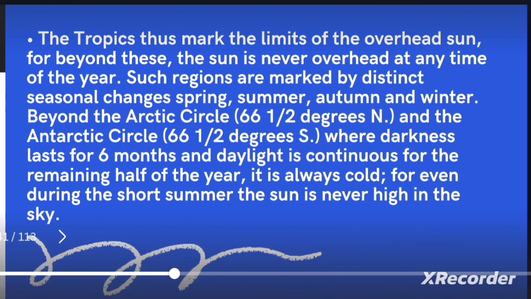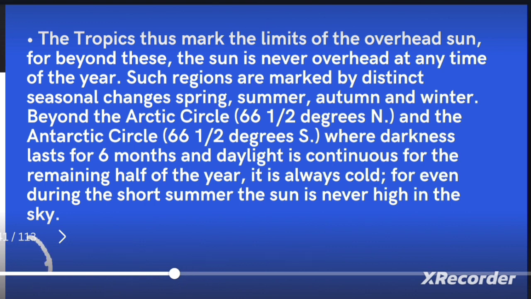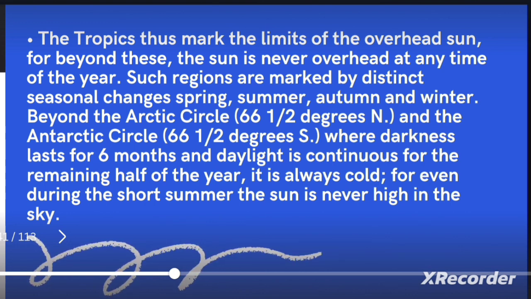Beyond the Arctic Circle, 66½ degrees north, and the Antarctic Circle, 66½ degrees south, darkness lasts for 6 months and daylight is continuous for the remaining half of the year. It is always cold, and even during the short summer, the sun is never high in the sky.